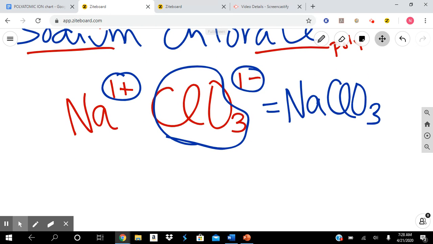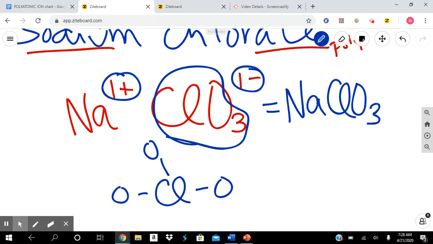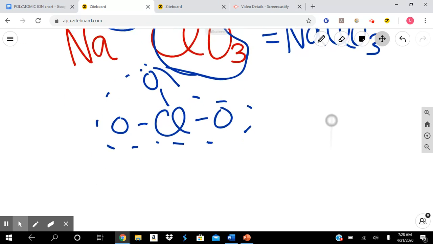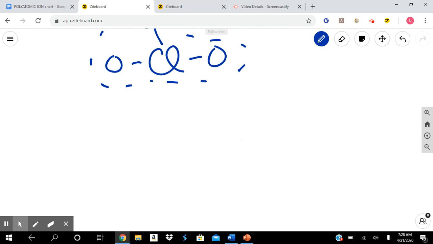So what is chlorate? Well, chlorate is a chlorine that has 3 oxygens on it. And that whole thing, that's why it's a polyatomic ion, is chlorate. So I can't change it. If I take away the 3, it becomes something else. And that's our takeaway lesson: you can't change that subscript on a polyatomic ion.